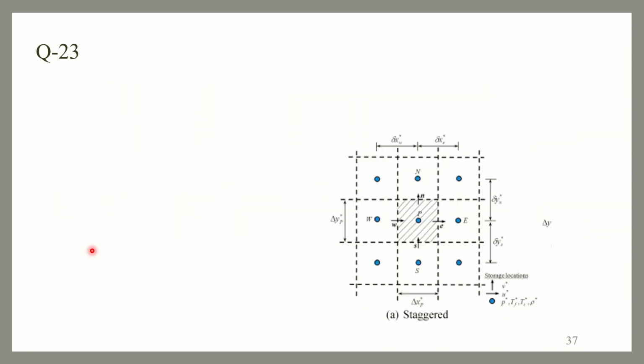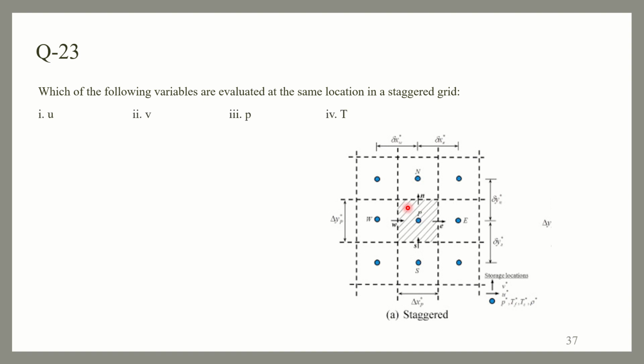Now we'll go to question 23. In question 23, it is asked which of the following variables are evaluated at the same location in a staggered grid. So this is a staggered grid approach. In a staggered grid, we know the pressure is calculated at the centers and velocity is calculated along the cell faces. So velocity is calculated along the faces and pressure is calculated at the center of the cells. So which of the following are evaluated at the same location?